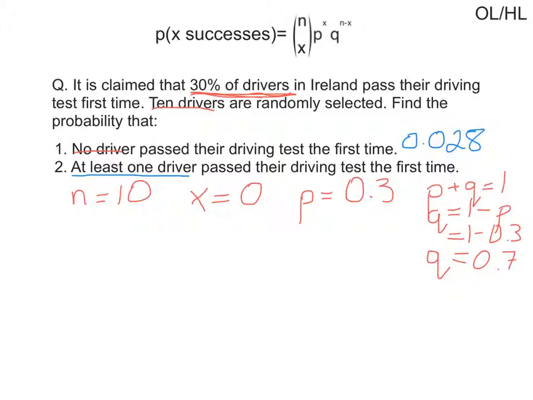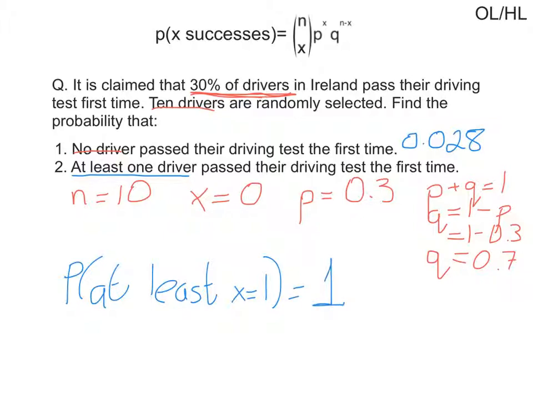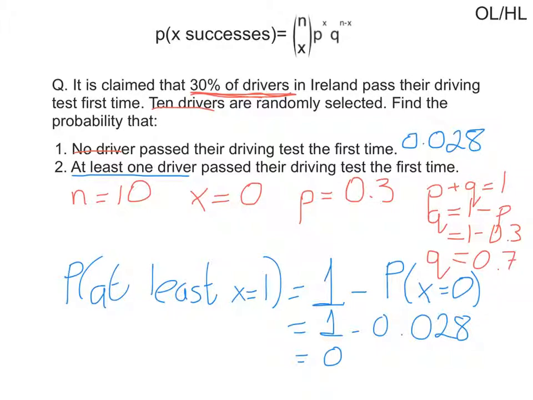A quicker way to calculate this is to say that the probability of at least one driver is the same as 1, the sum of all probabilities possible, minus the probability that no driver, x equal to 0, passed their driving test the first time. This way we would get 1 minus 0.028, which is equal to 0.972.